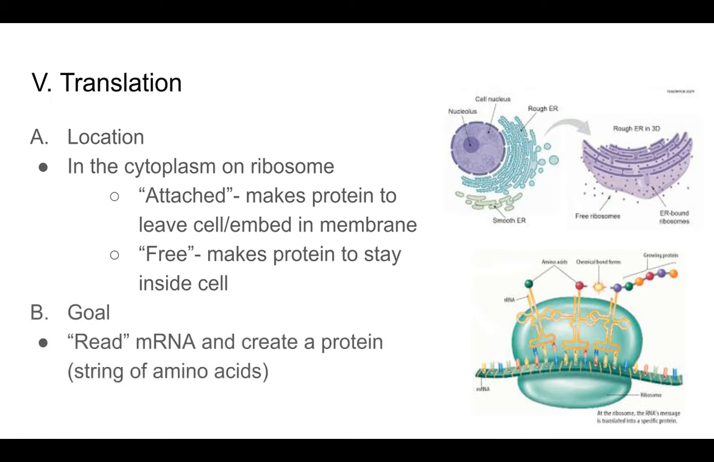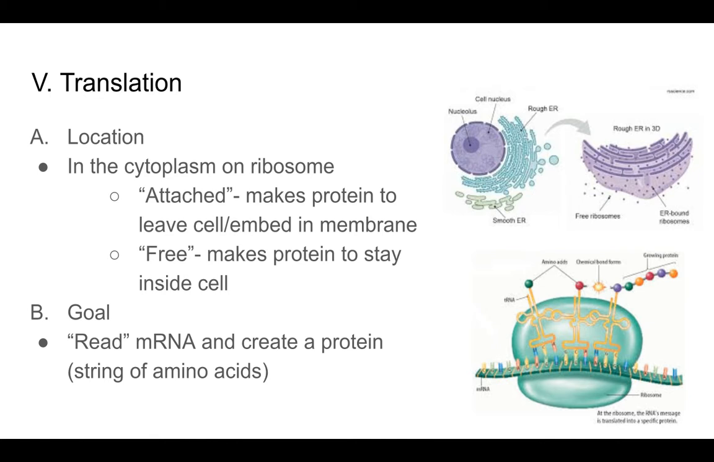Now, the big goal of translation is essentially to read that messenger RNA that we just created in the previous process of transcription. So we want to read the mRNA and use it as a code or a template to be able to create a protein. Keep in mind, a protein is really just a string of amino acids. Think back to our beginning units on biochemistry, right? Proteins are one of our macromolecules, and proteins are made up of monomers or little subunits called amino acids.